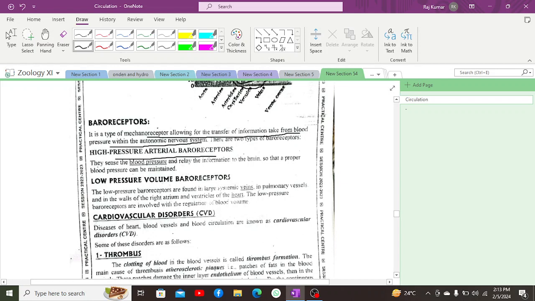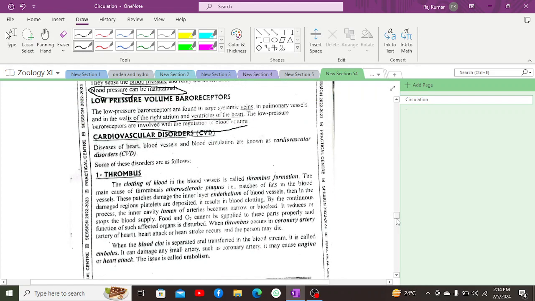High pressure arterial baroreceptors sense the blood pressure and relay the information to the brain so that the proper blood pressure can be maintained. Examples of this can be found in those which are present in the carotid and aortic bodies. And the low pressure baroreceptors, volume baroreceptors, are found in large systemic veins, in pulmonary vessels, and in the walls of the right atrium and ventricles of the heart. The low pressure baroreceptors are involved in the regulation of blood volumes.